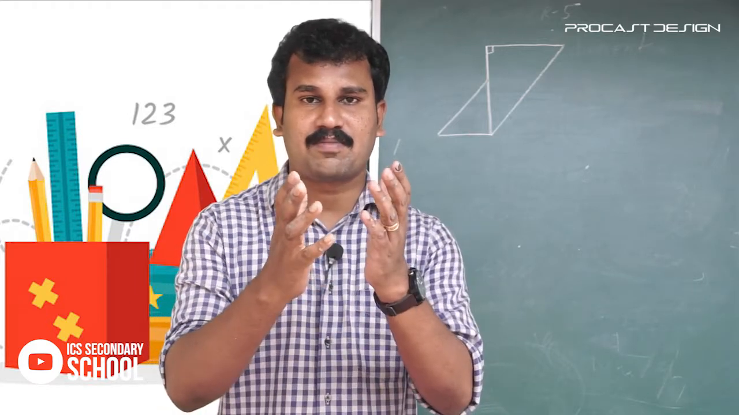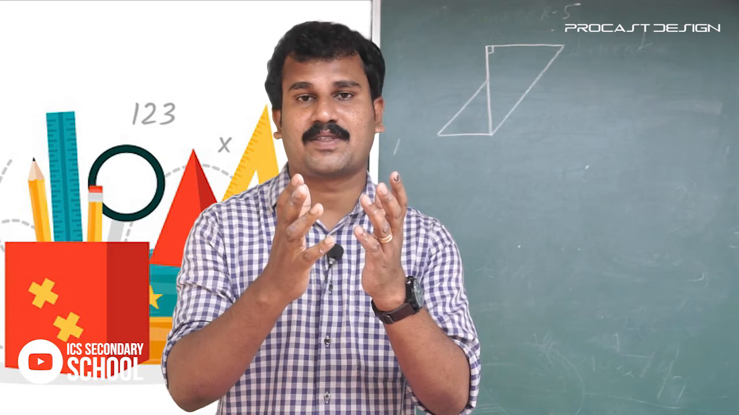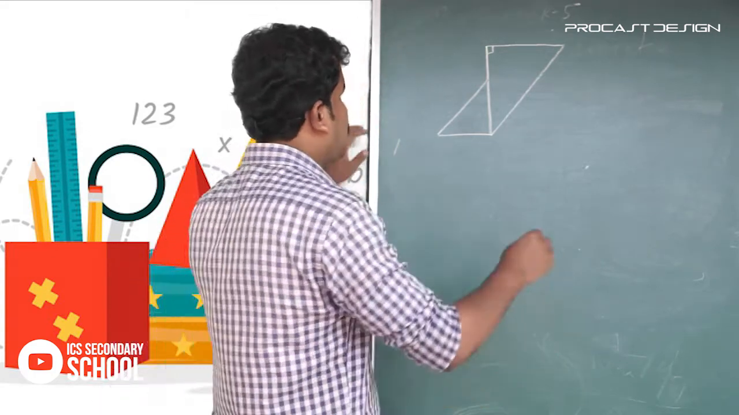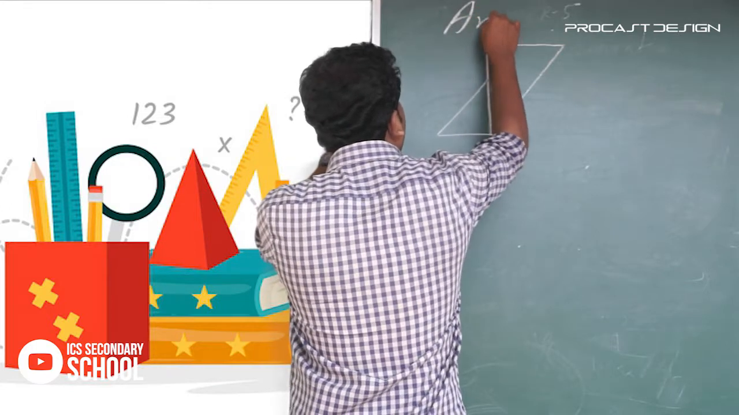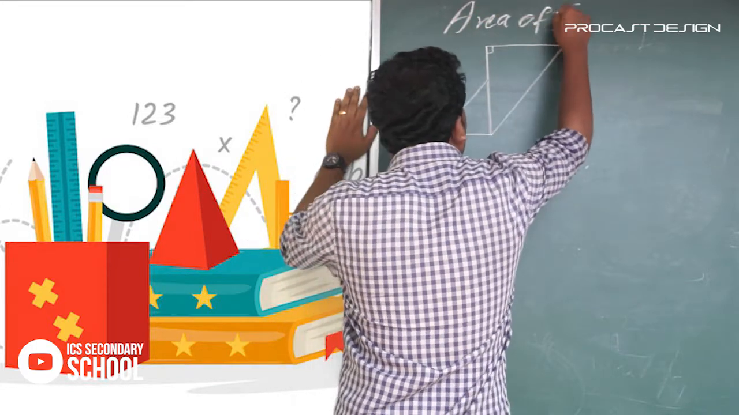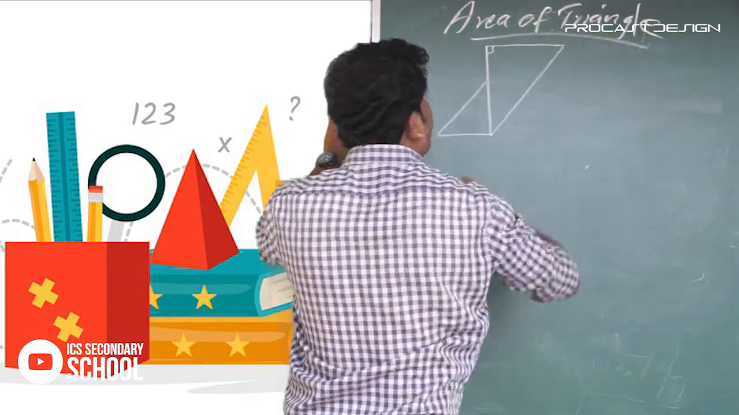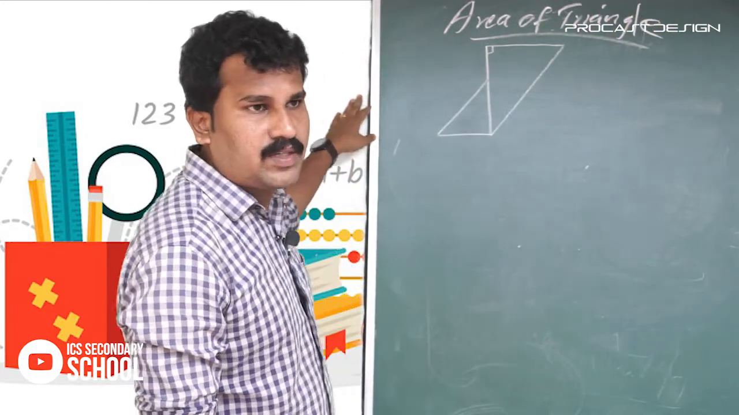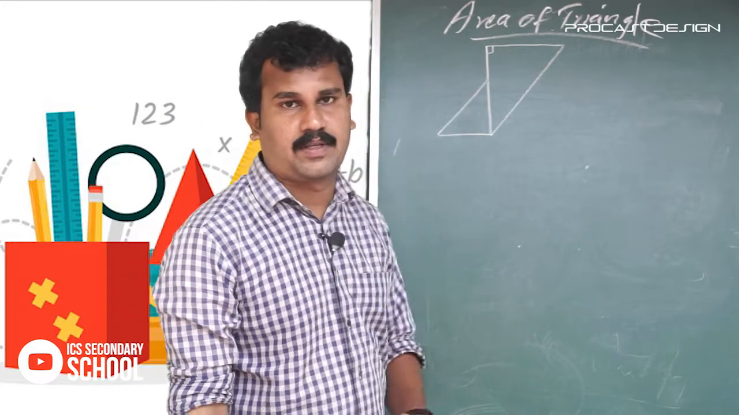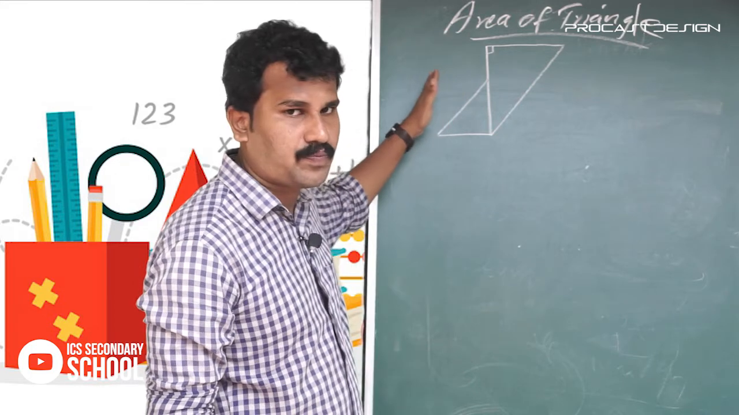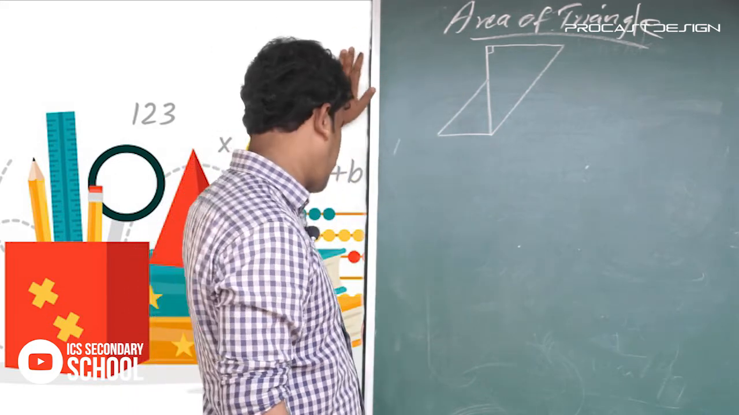Today we are discussing more about our fifth chapter, area of triangles. Today we discuss more activity of our fifth chapter, area of triangle. Look at this figure.